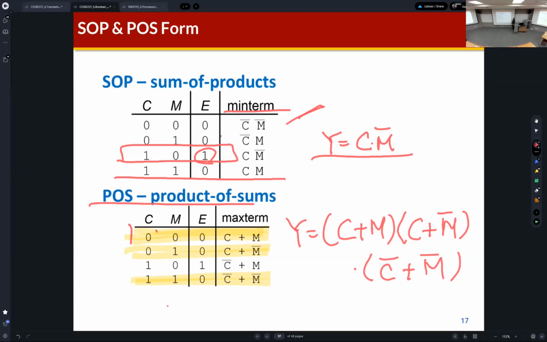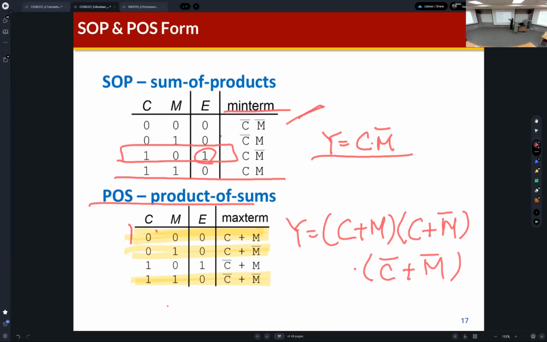Based on the truth table, we can generate Boolean equations, and the Boolean equations just use OR, plus, and AND. Actually, in the previous class, we learned how to implement basic gates, right? We learned how to implement the AND gate and the OR gate. So what does that mean?